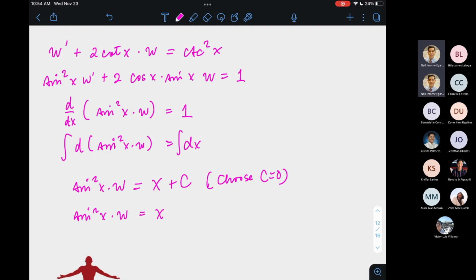Then I'll divide both sides by sine squared x. So that w, eto na naman siya, nagbabalik, x times cosecant squared x. Akala ko nakatakas na ako sa cosecant squared x.